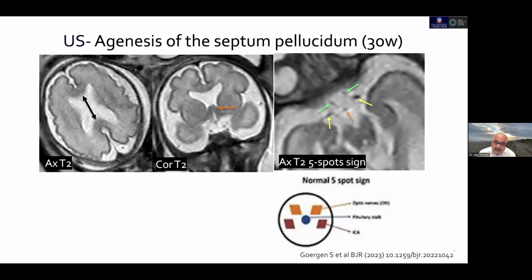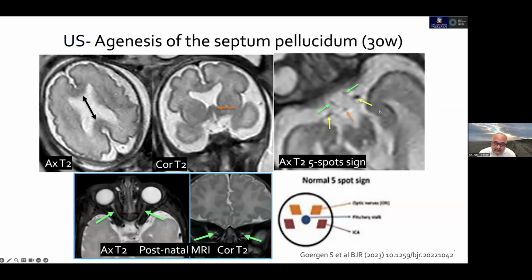So we diagnosed optic nerve hypoplasia on the basis of that, and this is the postnatal MRI of that same child, axial and coronal T2 weighted images demonstrating optic nerve hypoplasia.